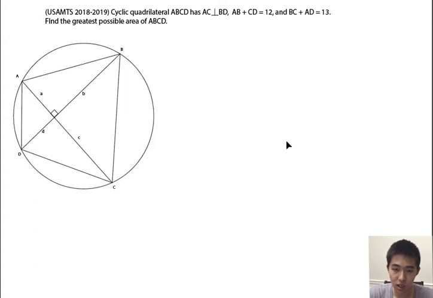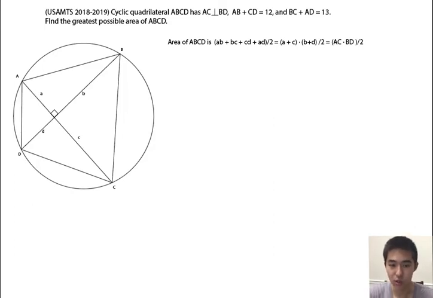So first, we can draw the diagonals, and then we let a be the length from A to the intersection point, and similarly we have b, c, and d. Notice that to find the area of ABCD, we can split it into these four triangles. That means the area is (ab plus bc plus cd plus ad) all over 2, and we can factor that into (a plus c) times (b plus d) over 2, which is AC times BD over 2.